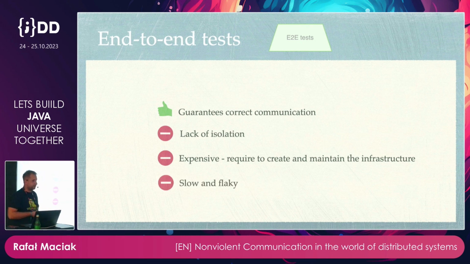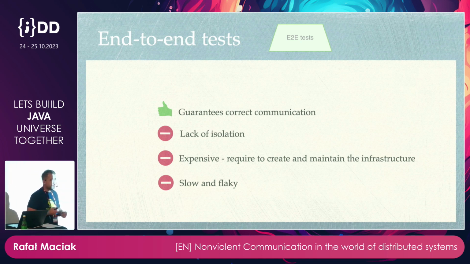They are also slow and flaky. Remember, there is the network between the services. The network causes delays, so the end-to-end tests are slower than the integration tests, in which we call against the stub. Flaky tests.